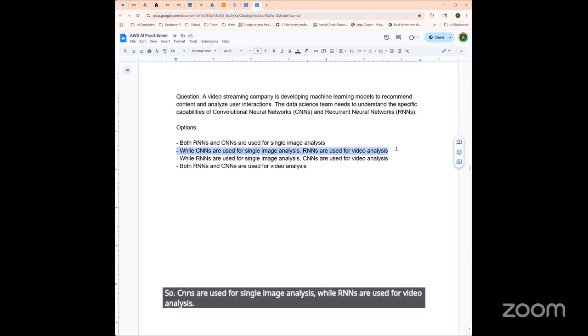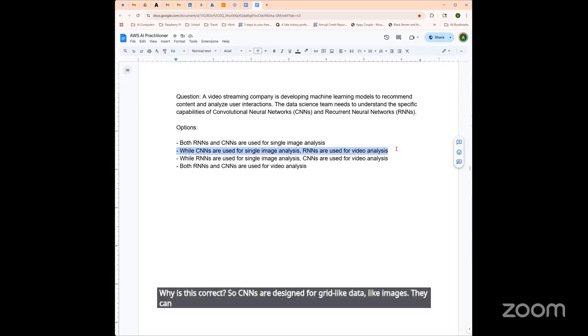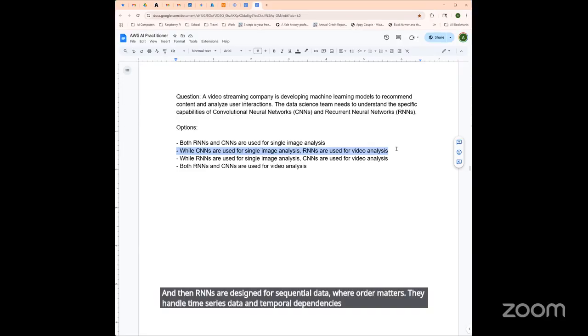Why is this correct? So CNNs are designed for grid-like data, like images. They can automatically learn spatial hierarchies of features from input images, making them perfect for single image analysis. And then RNNs are designed for sequential data, where order matters. They handle time series data and temporal dependencies, making them ideal for video analysis where frames follow a sequence.